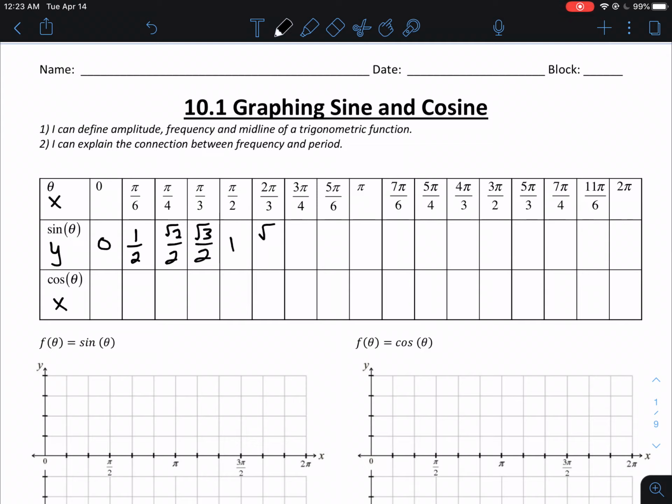So 1, radical 3 over 2, square root 2 over 2, 1 over 2, back down to 0, and then we go negative. Again, you're just copying the Y values down, going all the way around your unit circle.